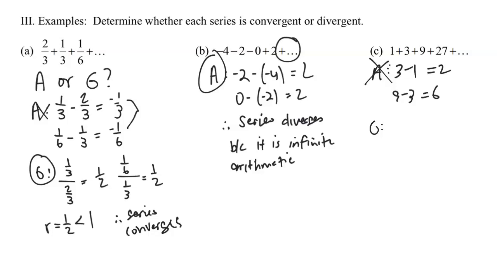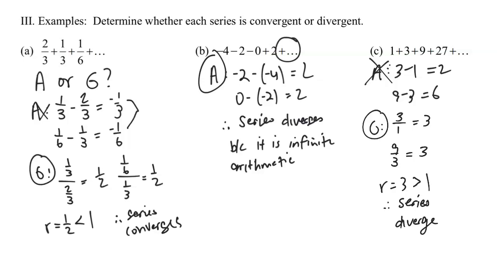And so you can pretty much just be guaranteed that in this class, we'll either be talking about arithmetic or geometric. So if I take 3 and divide by 1, that gives me 3. And if I take 9 divided by 3, that also gives me 3. And so I notice that this is geometric with a ratio equal to 3, which is larger than 1, which means that this infinite geometric series is going to diverge by definition, since the ratio is larger than 1.